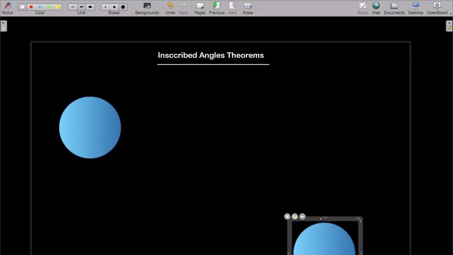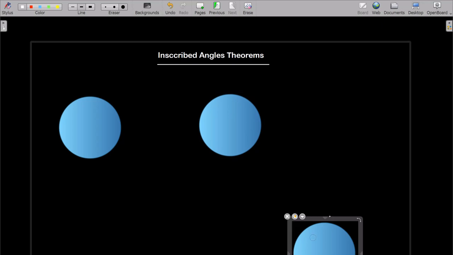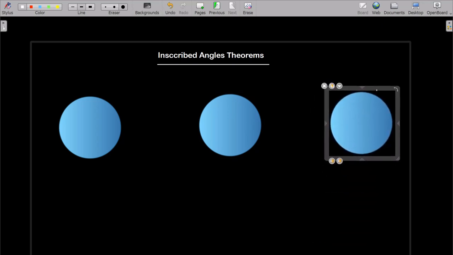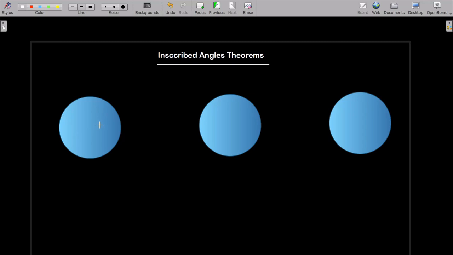First circle, second circle, and third circle. There are three inscribed angles theorems. The first one, which is the most important, Anika, is that the angle in a semicircle is a right angle. Now here I have a circle.